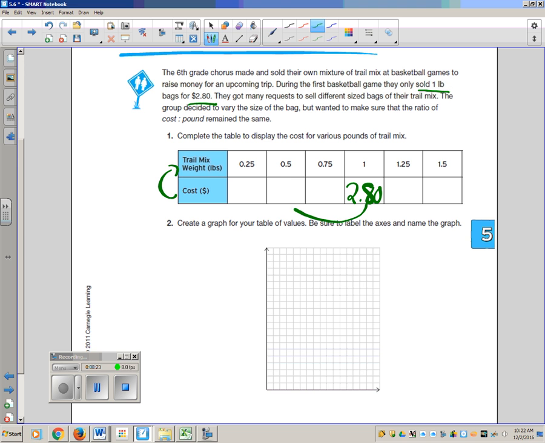Here's 1, half of that, that's a half, would be $1.40. 25 cents is half of 50, so that would be 70 cents. Now I've got my pattern. 70, 140, this is 210, $2.80, $3.50, and then finally $4.20.